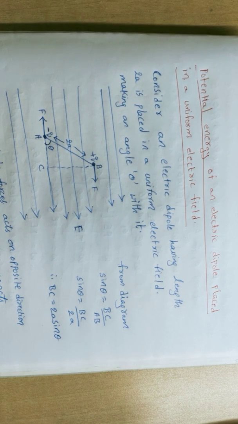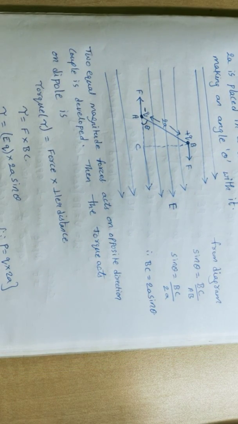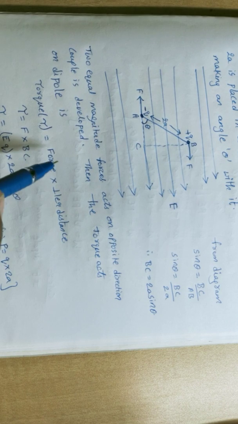Previously we learned the concept of a couple. From that couple, we can find the torque value also. So, how can we define the torque developed on this electric dipole? By the concept of torque, we know torque is equal to force into perpendicular distance. See, friends, from this diagram we want to find how to get that perpendicular distance.